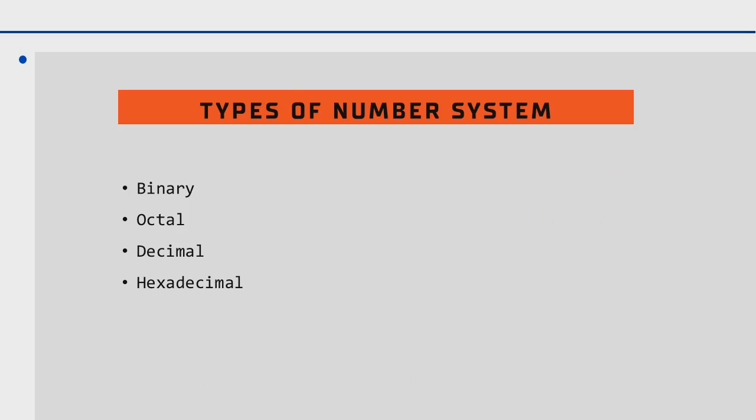There are different types of number systems used to represent numbers. The most common ones are binary, octal, decimal and hexadecimal. Each system has its own set of symbols and rules for representing numbers.